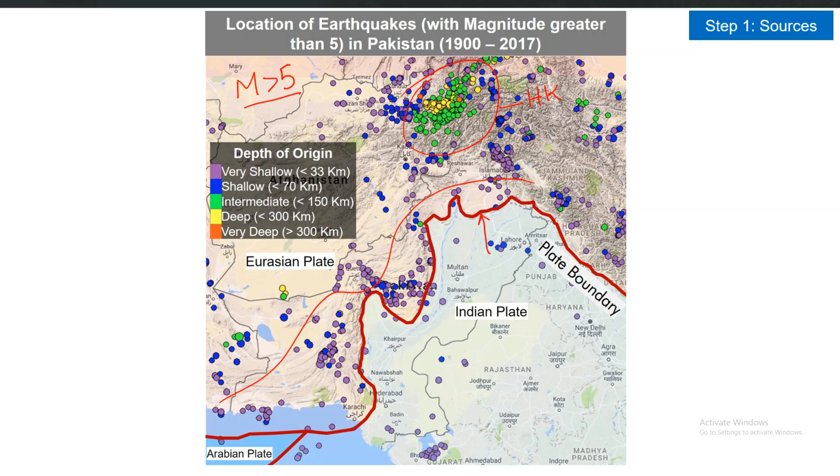So the seismicity within the country is mostly governed by the shallow crustal earthquakes, which are concentrated close to the main plate boundary, but it can also be governed in some cases by the intermediate or deep earthquakes, which are concentrated in the Hindu Kush region.